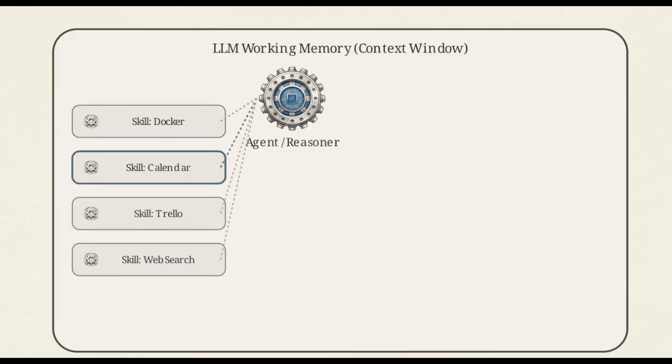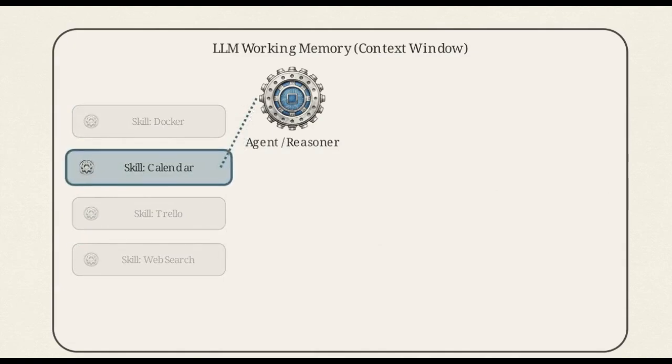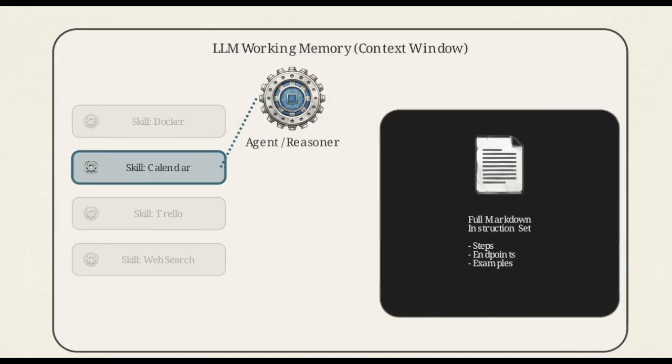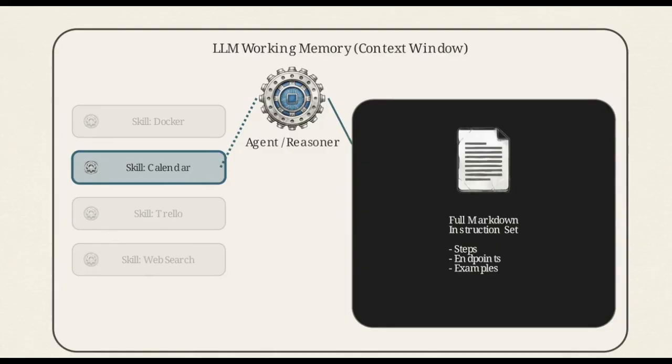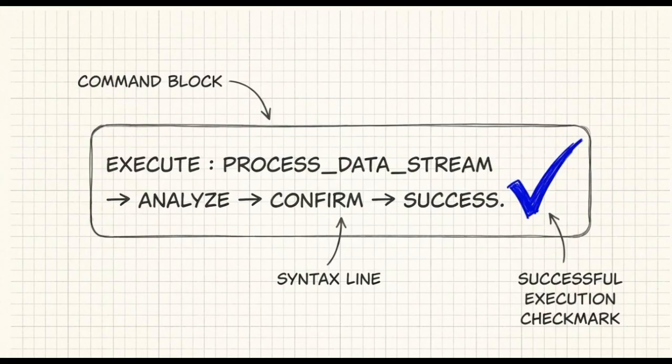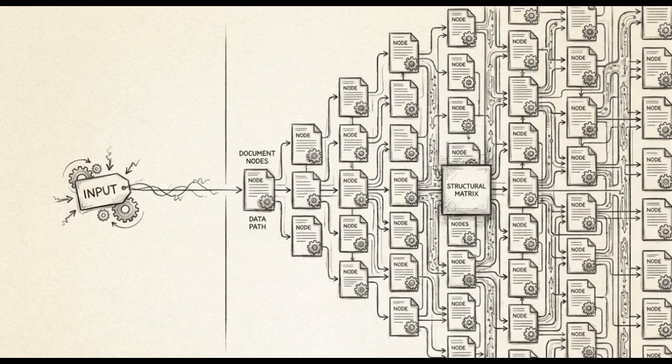The LLM reads these lightweight tags and evaluates which workflow it needs. Once decided, the system performs on-demand retrieval, pulling the massive full-text markdown file into the context window only when it's time to execute. This dynamic, on-demand context assembly prevents the agent's working memory from being paralyzed, allowing it to maintain access to a nearly infinite library of capabilities.